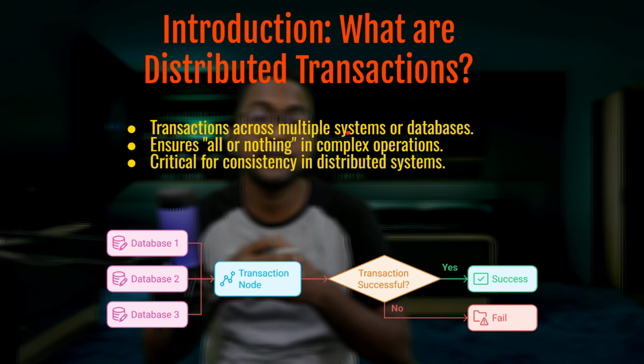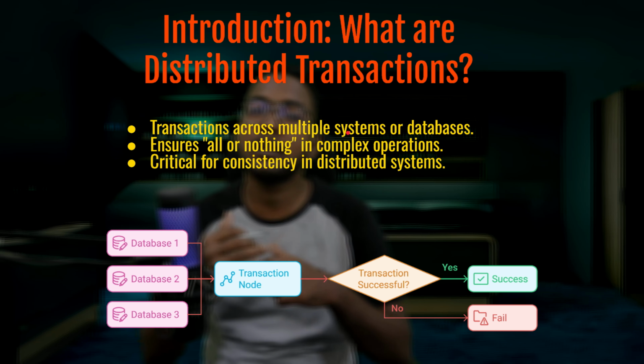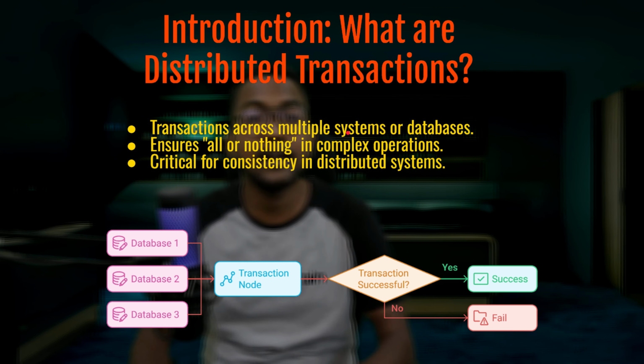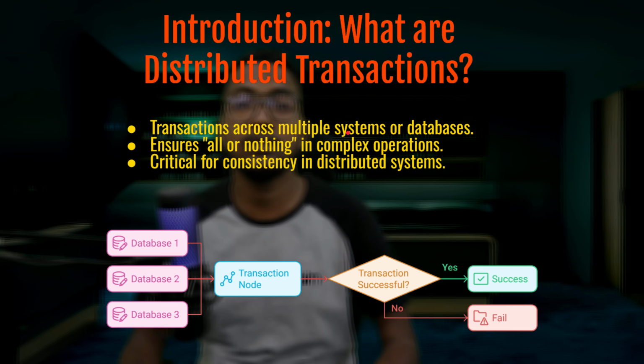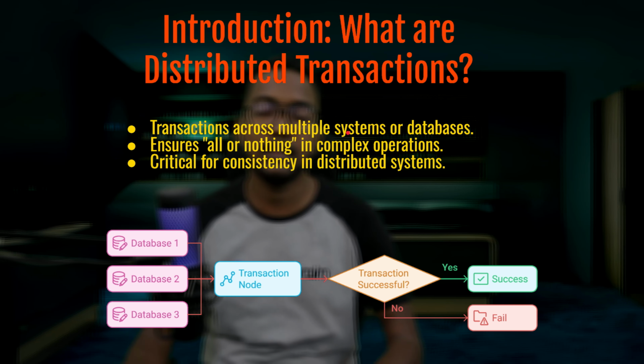This is where distributed transactions come into play. A distributed transaction spans multiple systems and databases and ensures that they all come to the same conclusion. Either they all succeed or they all fail together. This is known as atomicity, one of the key principles in backend engineering.